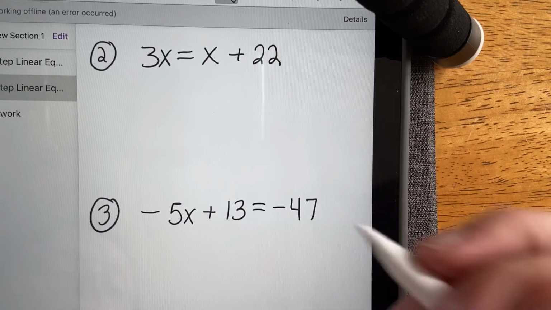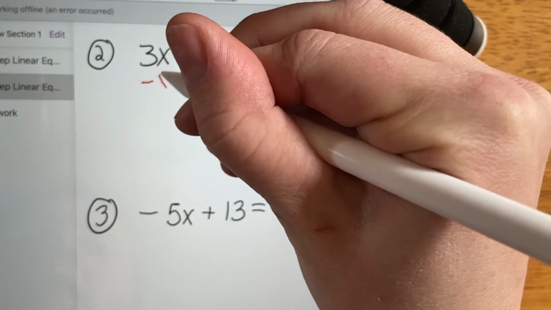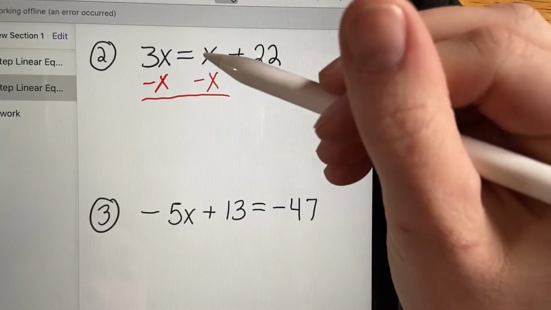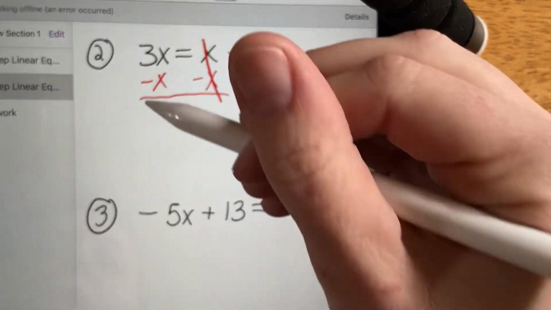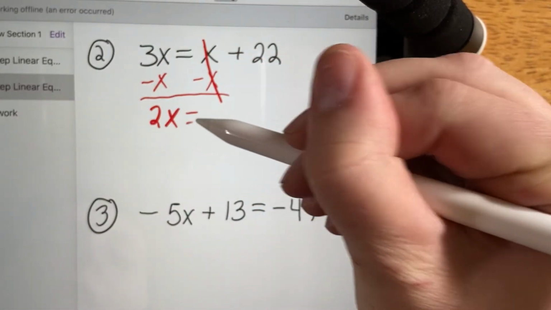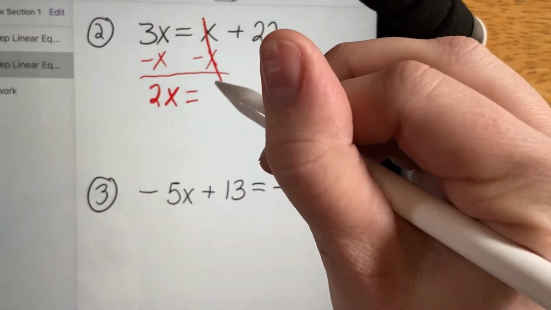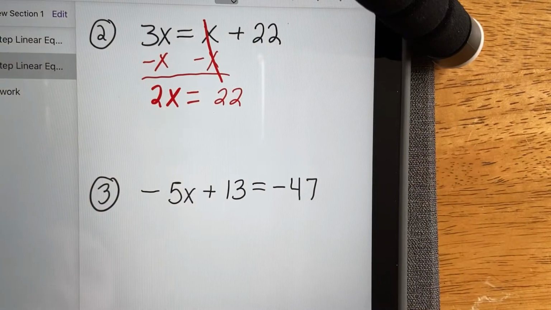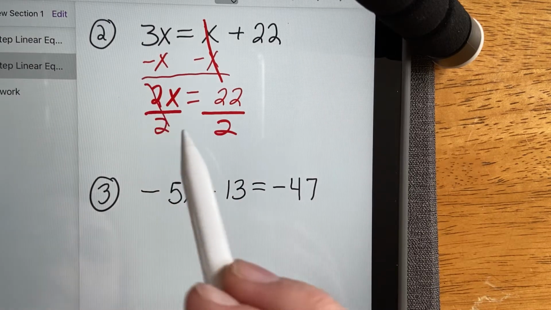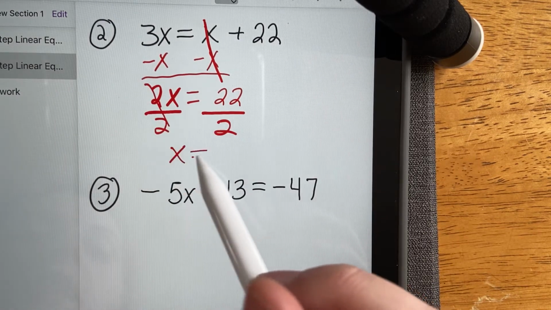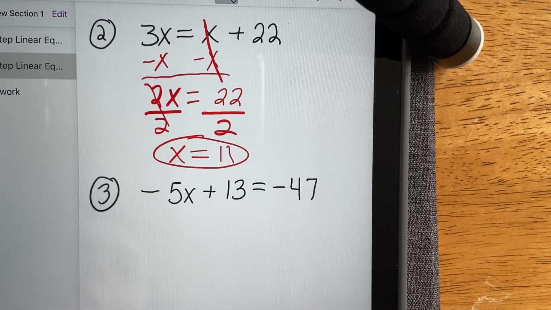So what I'm going to do is subtract x on both sides. Make sure you're lining up the x's underneath of the other x's, so x minus x. The reason I'm doing this is so that x minus x is 0. 3x minus x is 2x, and that's going to equal 22. Carry down the 22. And then the last thing you want to do, just divide both sides by 2. So x equals 22 divided by 2, which is 11. Circle it, that's your answer.